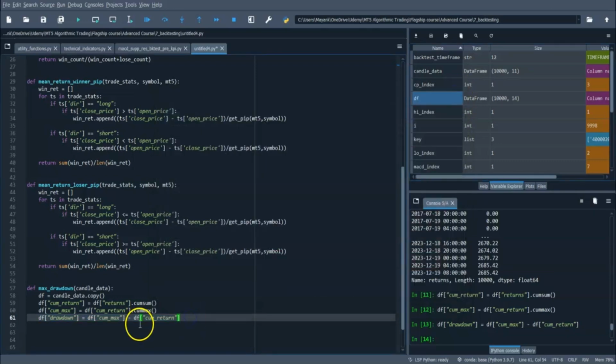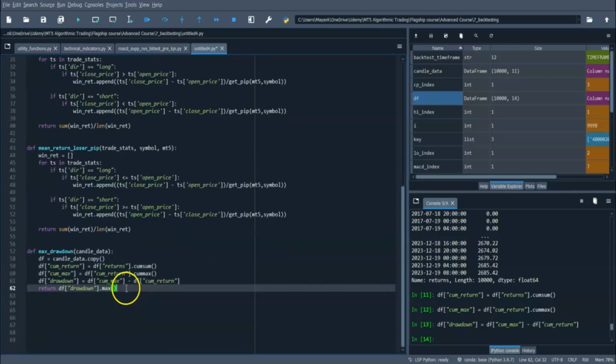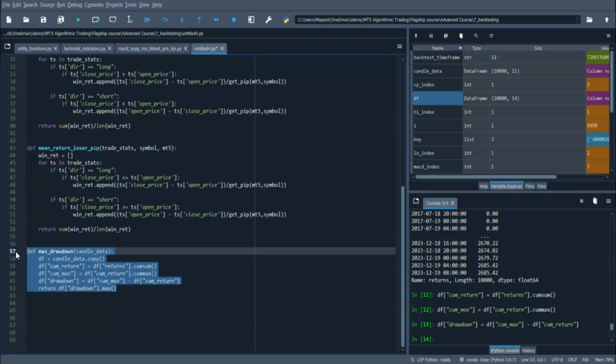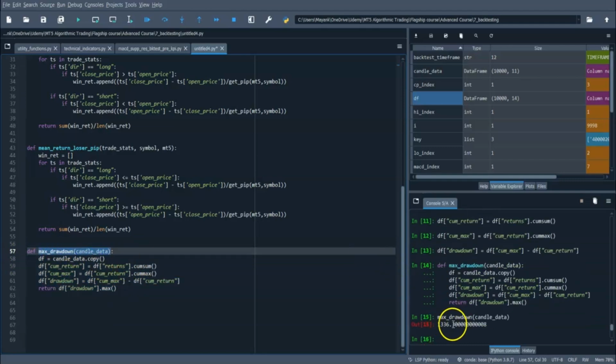The max drawdown would simply be the max value of this drawdown array. All that I'll have to do is return df drawdown max. So let us check what was the max drawdown for our strategy. Let me run this and see what we would have got. So max drawdown was also pretty huge, 1336 pips, which could have been very dangerous. We want this max drawdown value to be as low as possible.